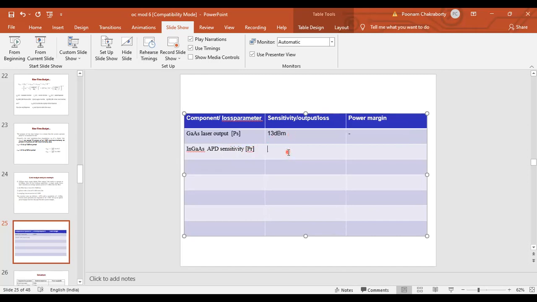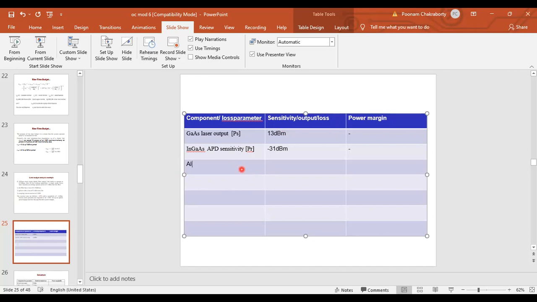Okay, so that is given as minus 31 dBm. Power margin, nothing, I'm just entering the data. Here I included the component laser. In the second one, I included the component receiver. So these two, PS and PR, are there. So 13 dBm. Now I need to calculate PT. From these two, the very first thing I get is PT.